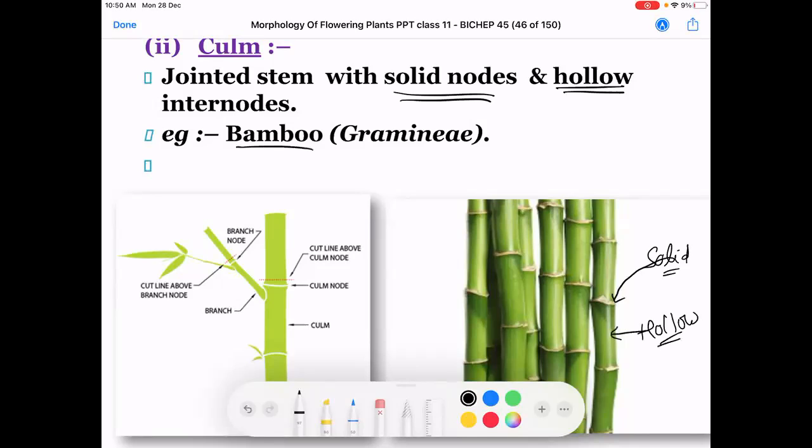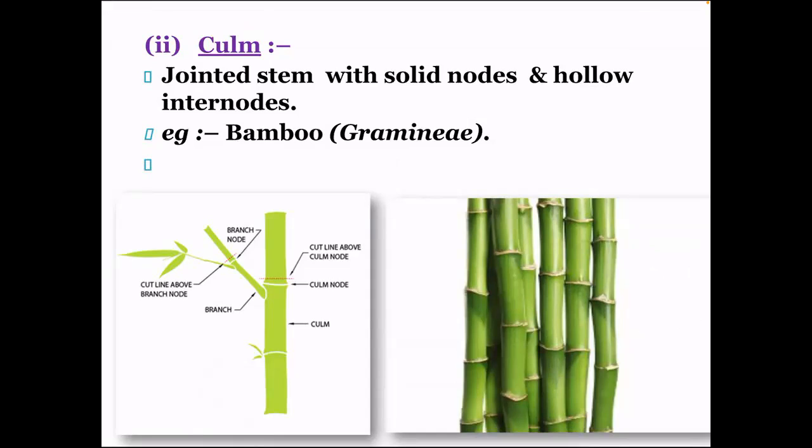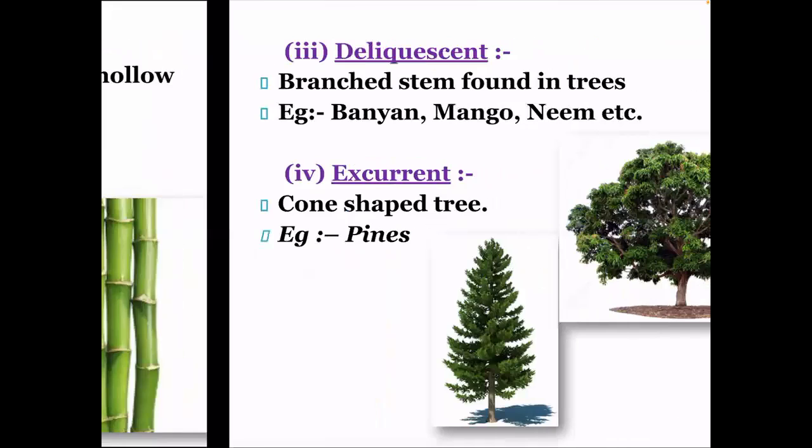And the example is the bamboo tree, family Gramineae. So the bamboo tree is the best example of this culm type of stem. I hope you are clear with the definition given here. Whenever you are not clear about any point, you are allowed to unmute yourself and ask the question. There is no problem in that. Ready? So the second type is culm. Please take the screenshot.